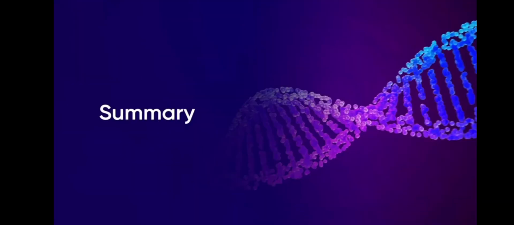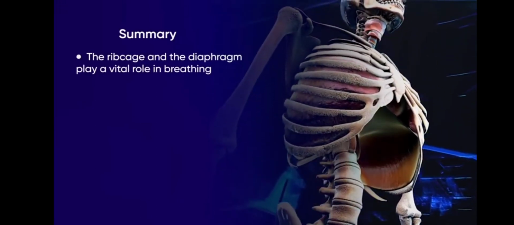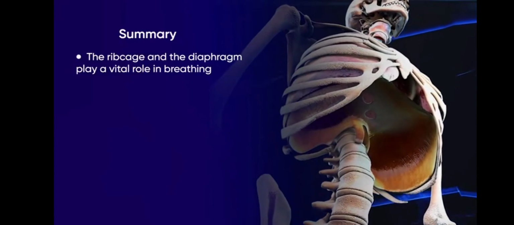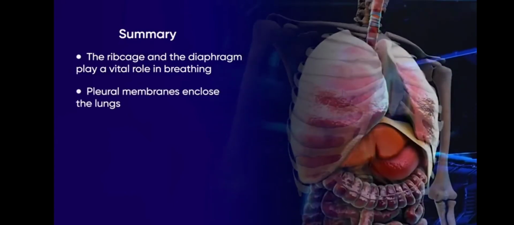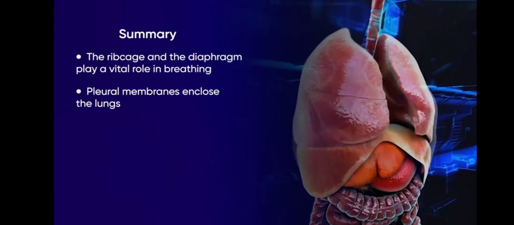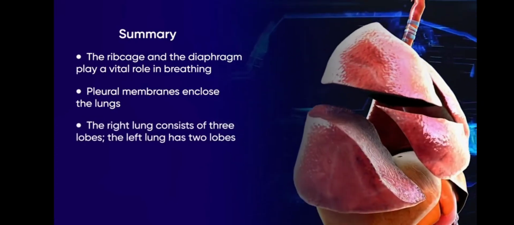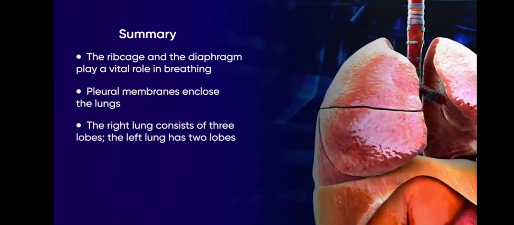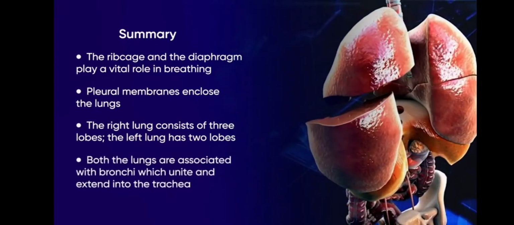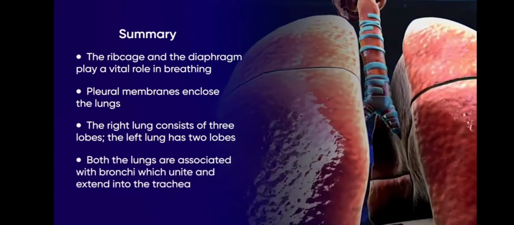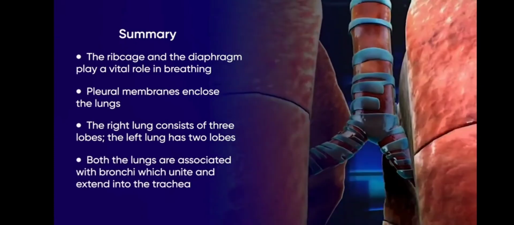To summarize, in the thorax region, the rib cage and the diaphragm are observed, and they play a vital role in breathing. Present within the rib cage are the pleural membranes that enclose the lungs. The right lung consists of 3 lobes, while the left lung has only 2 lobes. Both the lungs are associated externally with the bronchi that unite and extend into the trachea.